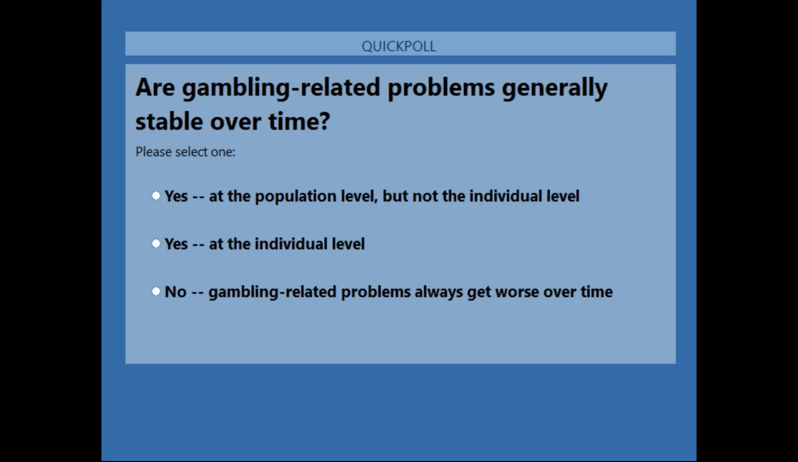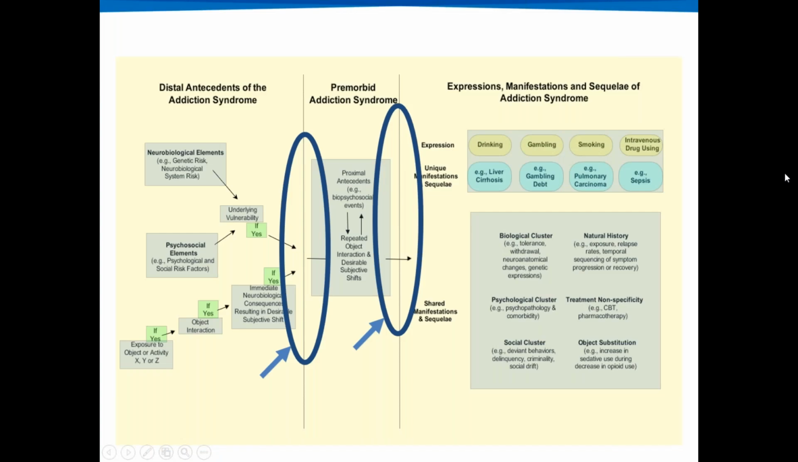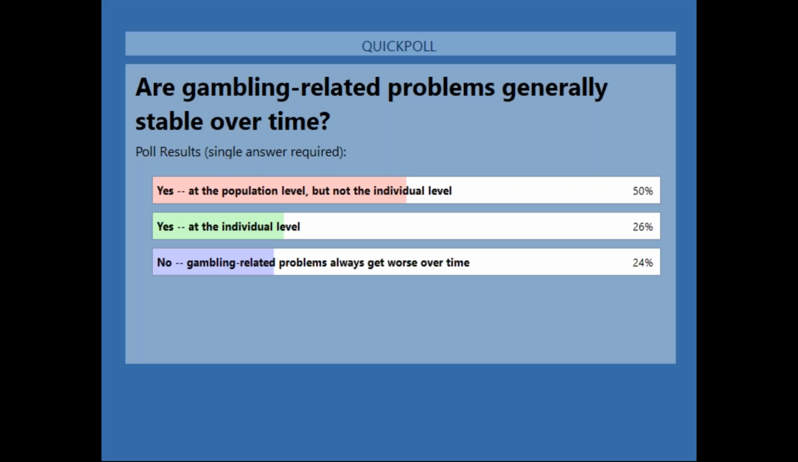Give you about 5 to 10 more seconds. Okay, so it looks like about half of you said that gambling-related problems are stable over time at the population level, but not the individual level. About a quarter of you said at the individual level, and about a quarter of you said that gambling-related problems always get worse over time.